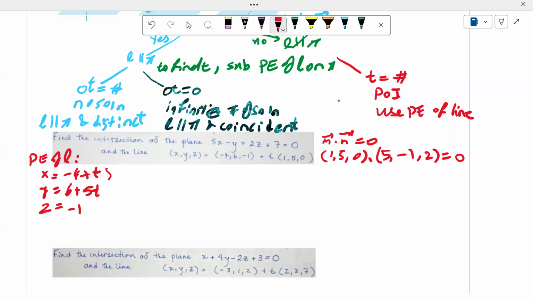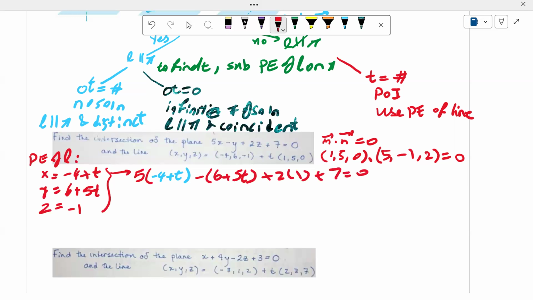Now you want to put this into the plane. The plane is right here. Instead of x, I'm going to put minus 4 plus t, and I do the same thing for y and z. So minus, instead of y, I'm going to put 6 plus 5t. I'm putting the parametric equation of the line into the plane. And then plus 2 times minus 1 plus 7 is equal to 0.